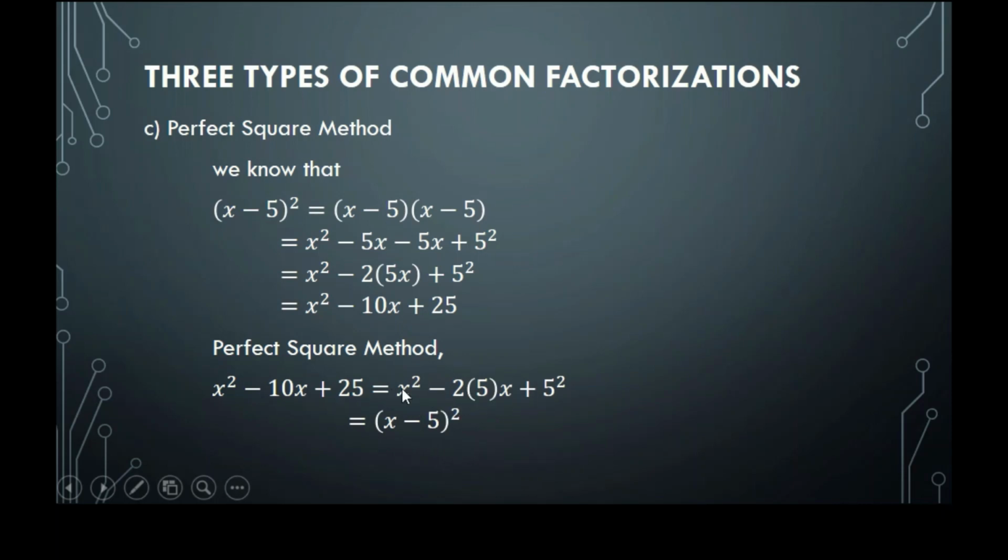Then we can change this one back to here immediately. When we see one value from the front and one value from the back, and this is 2, we change this back to this. We take this value x here, we take the last value 5 here, and the sign we take from the middle one. This is what we call the perfect square method.